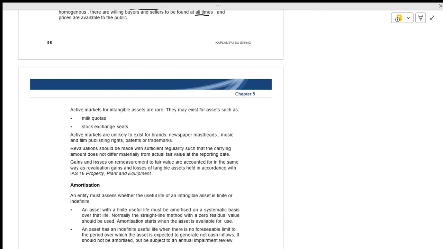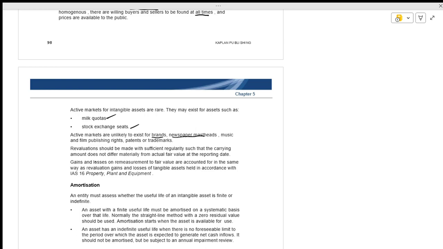What are the active markets? They are very rare. You're talking about quotas, stock exchange seats. If you want stock exchange seats, definitely it's a very active market. Active markets are unlikely to exist in terms of brands, newspapers, music, all those things.